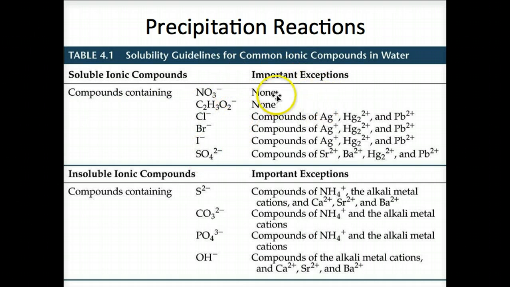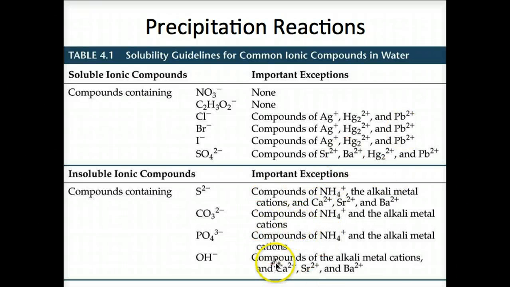However, now you need to pay attention to the exceptions over here on the right. The exceptions mean that if you have a compound containing the nitrate anion, there are no exceptions. They are always soluble. Also with this ion here that you see, C2H3O2, there are no exceptions. However, if chloride is in a compound, it is normally soluble. However, if it's bound to silver, such as silver chloride or mercury chloride or lead chloride, it's going to be insoluble. It will not be soluble in water.